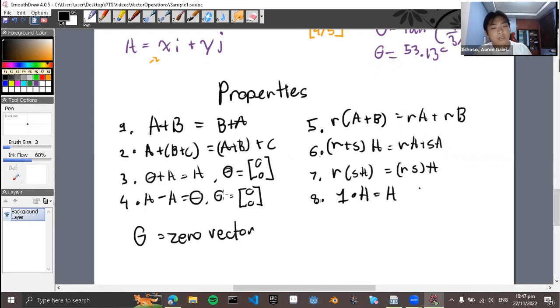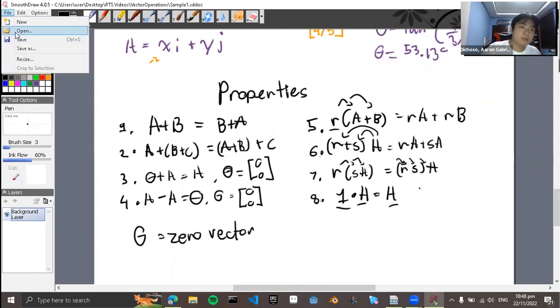A minus a equals 0. So that makes sense naman. If you subtract a vector by itself, you just get 0. Here, we can also distribute scalars. Dito naman, the vectors can be distributed to the scalars. And here, we can see that the scalars can be moved associatively. Okay? And finally, yung identity. 1 times a vector is always going to be the vector itself.